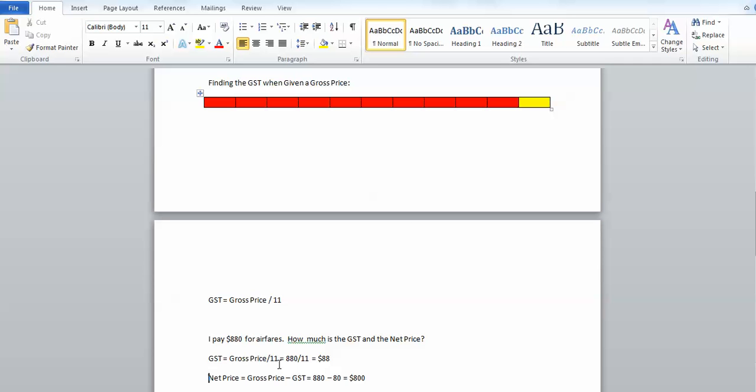Now if we want to go the other way and start with the bigger price, the gross price, and work backwards to the net price. So the example here is I pay $880 for airfares. How much is the GST and then the net price? The GST, to find that out, we always divide the gross price by 11. So in this case, it's $880 divided by 11, which is $88. The net price is going to be the gross price minus GST, $880 minus 80. So the net price I paid is $800 in total.